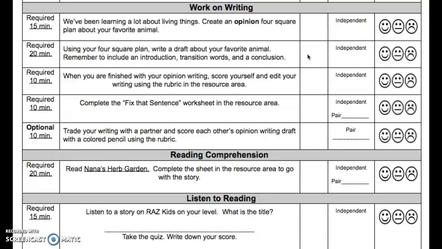Required for 20 minutes. Using your foursquare plan, write a draft about your favorite animal. Remember to include an introduction, transition words, and conclusion. Independent, reflect when you're done.